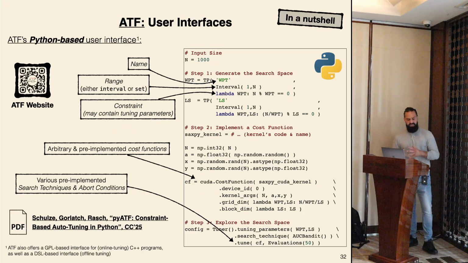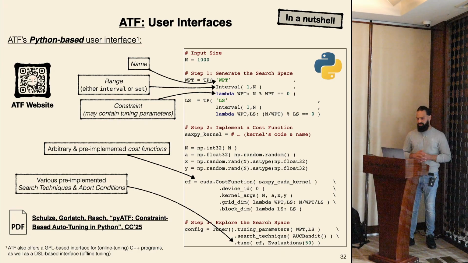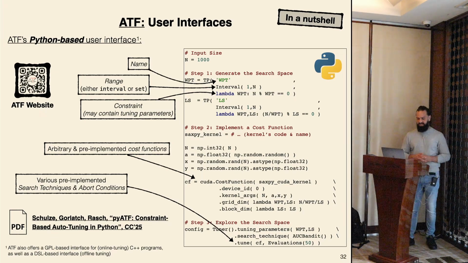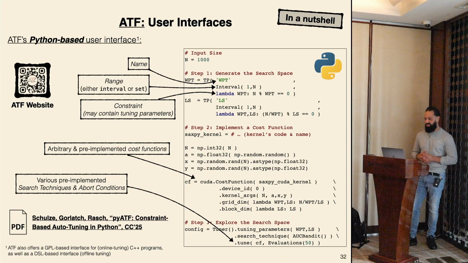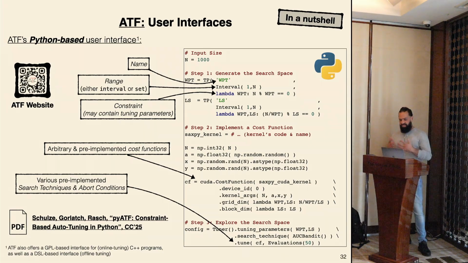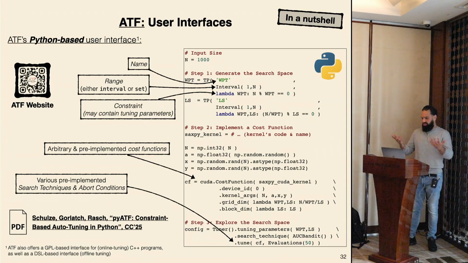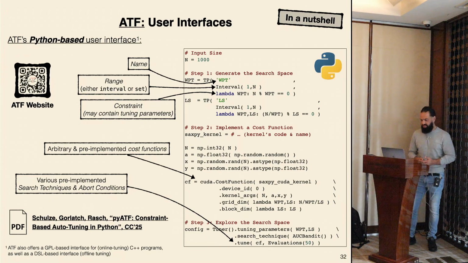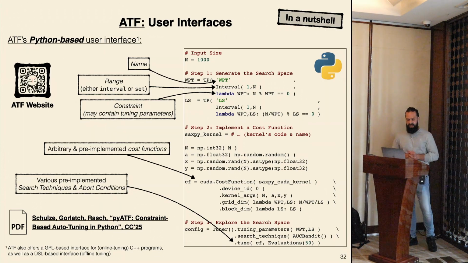Maybe more interesting for us is how ATF can be used here. To use ATF, we have different kinds of interfaces, but I think the Python interface that Richard implemented and presented this year at the CC conference is the most interesting one. So to use ATF, you just implement a simple Python program. I would say it's simple, because you just specify the parameters by their name, possible range, and constraints. The constraints can be any arbitrary lambda function here, for example, that may contain other tuning parameters to express these interdependencies between parameters.